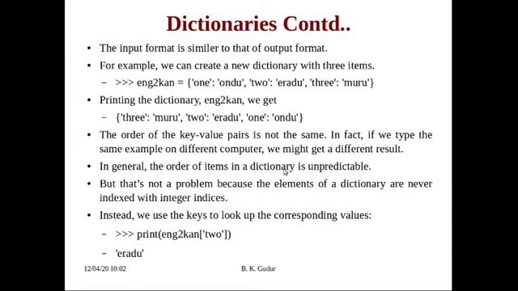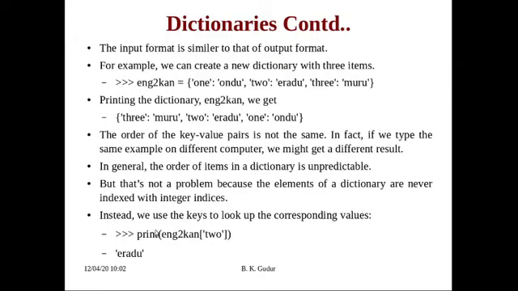We cannot predict. But that's not a problem, because we are going to access any element only by using its key. We cannot access using any index value here. Here the index value itself will be a key. So whatever value we want to access, the order doesn't matter. The elements of a dictionary are never indexed with integer indices. Because of that, there is nothing like the order. Whatever may be the order, because we access it using a key, that doesn't matter.